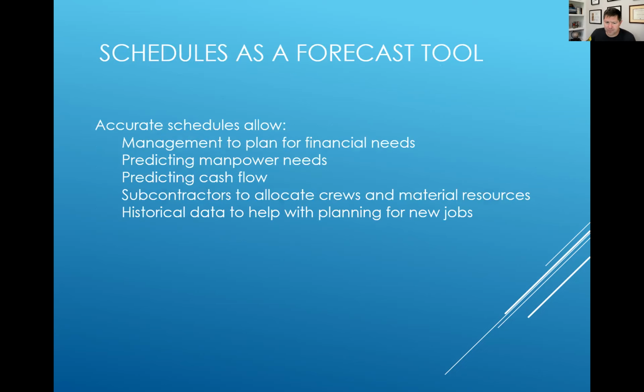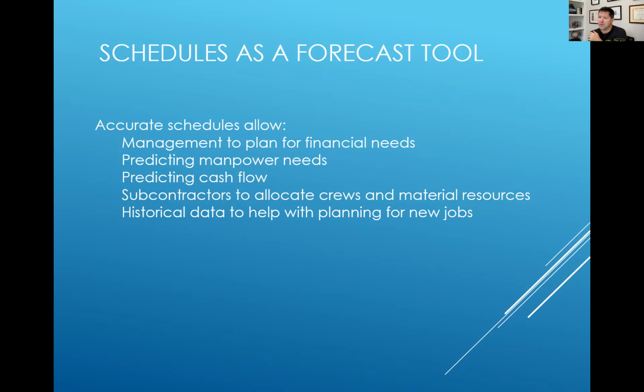So let's talk about schedules as a forecast tool. Schedules need to be accurate, right? So that management can plan for financial needs. Management needs to look at the schedule and know this project is going to need X number of dollars in X number of days, because we have to pay these vendors, or they're going to need more manpower, or we're going to have revenue coming in because this project is close to completion. So we know we'll have revenue coming in to help us pay for these other jobs. We'll make our numbers, etc.